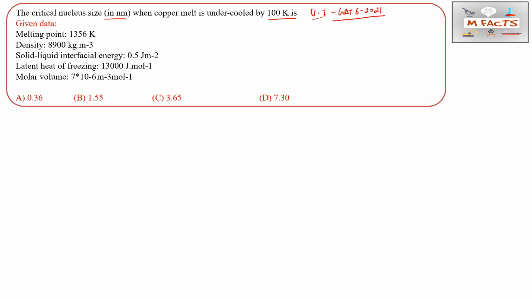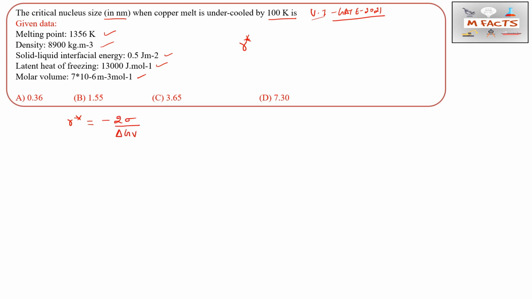The given data: melting point is given, density is given, solid-liquid interfacial energy is given, latent heat of freezing is given, and molar volume is also given. Here we need to find the critical nucleus size, that is R star. If we consider a spherical particle, we know the formula for R star: R star equals minus 2 sigma by delta GV.